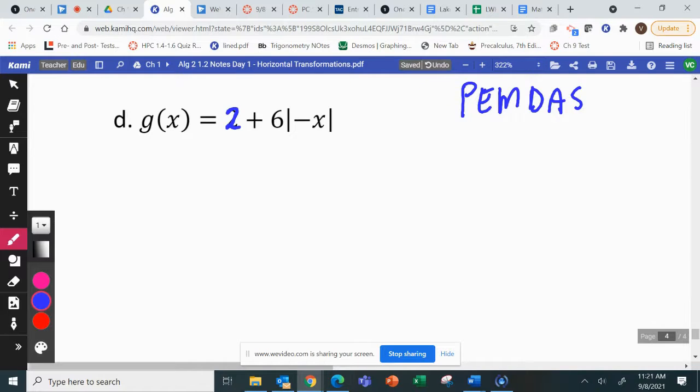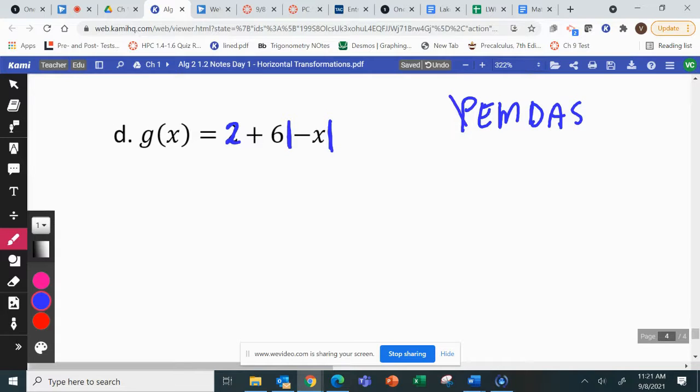Okay. So the parentheses are the bars here. Those are parentheses, but inside I have -1 times x. There's nothing I can really do inside the parentheses. So we've done that. There's no exponents. Is there any multiplication? Yes, the 6 times the absolute value of -x. So I need to multiply first, but I can't do that because I don't know what x is. After multiplication, I can do addition, but I can't do addition because I don't know this answer. So no, you cannot add those together.